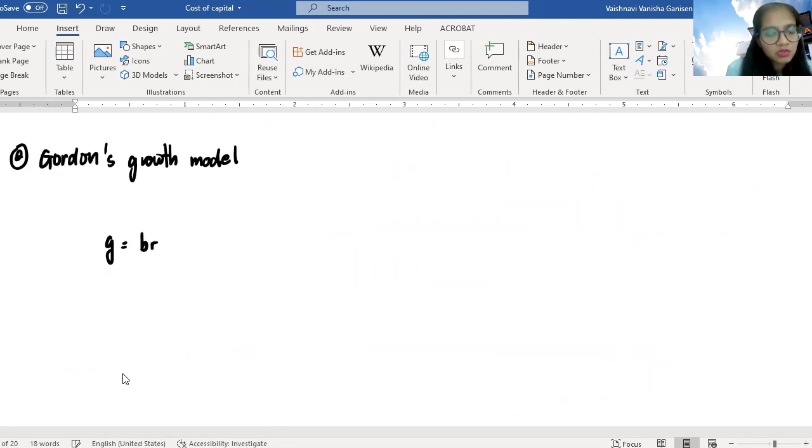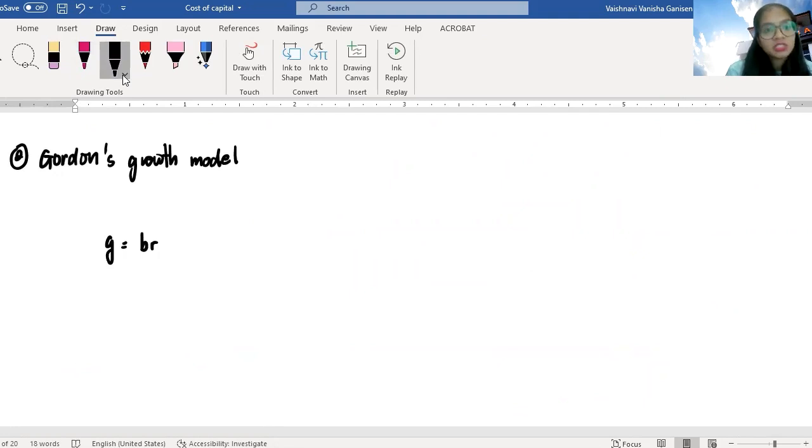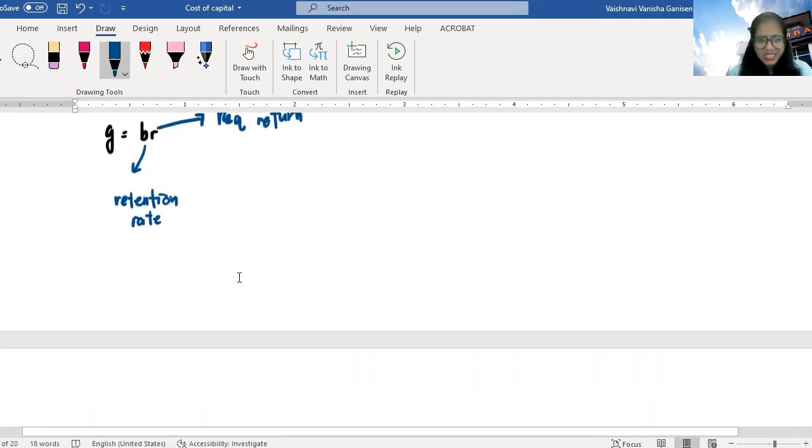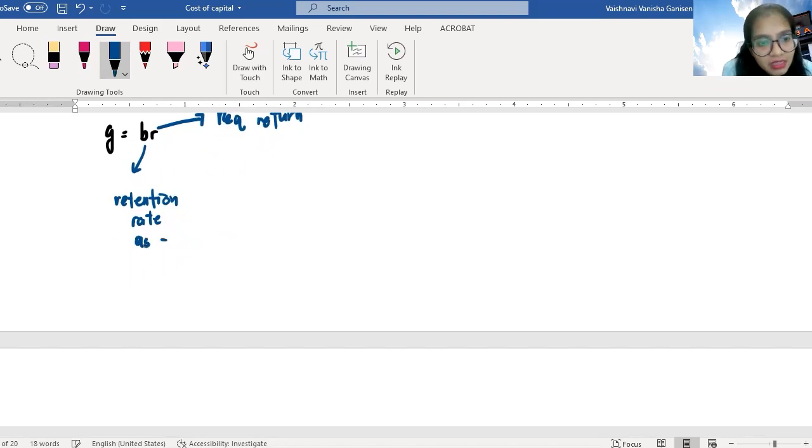G equals BR. I've already taught you what is B, what is R. So B is the retention rate. R is the required return. G is the growth rate. Now, how do I calculate retention rate? And what is retention rate? Retention rate as a percentage of total earnings. So, how do I calculate my retention rate?